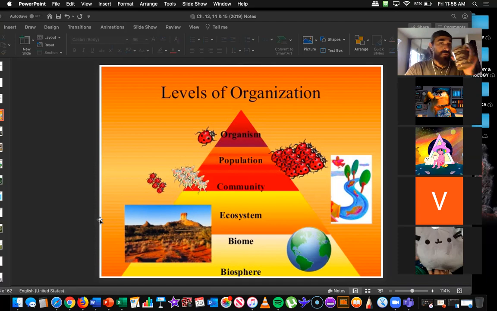All right. Top is organism. After that would be population. After that community. After that ecosystem. After that biome. And after that is biosphere. Okay. So just by looking at this pyramid, Felipe, what can you infer about the sizes of the sections of this pyramid? Do you notice that they're not all the same slices, they're different, right?